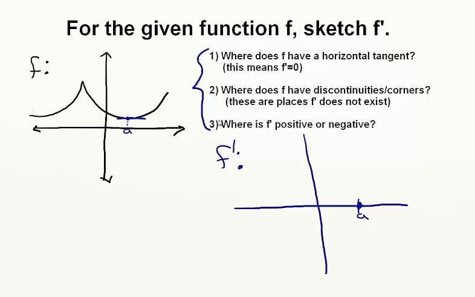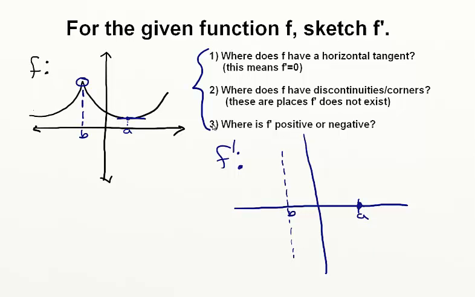Now, where does f have discontinuities or corners? There's one corner in f, and it's right here. So we're going to label that point B. And that's going to be a place where the derivative does not exist. So we're going to sketch that, and I'm just going to draw a line here, so we have sort of an asymptote here. And that's B. That's a place where the derivative does not exist.